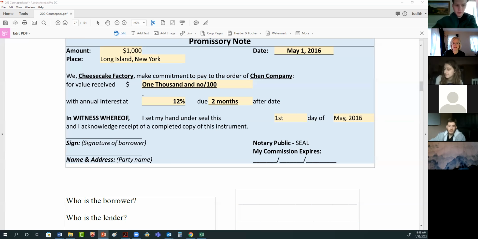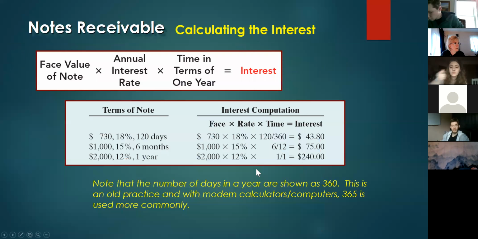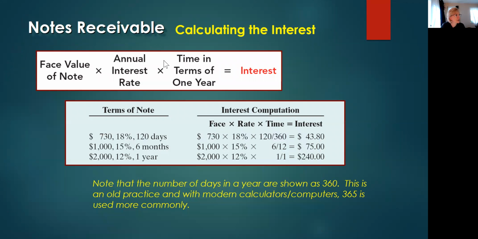Okay. Hooray. All right. So interest, you take the face value of the note times the annual interest rate in terms of 1 year. So if your note is expressed in months, you just prorate however many months. In our case, it was 2/12. Okay. If you're expressed in terms of days, you can either use 365 as your denominator or 360. Either one is fine. Okay.